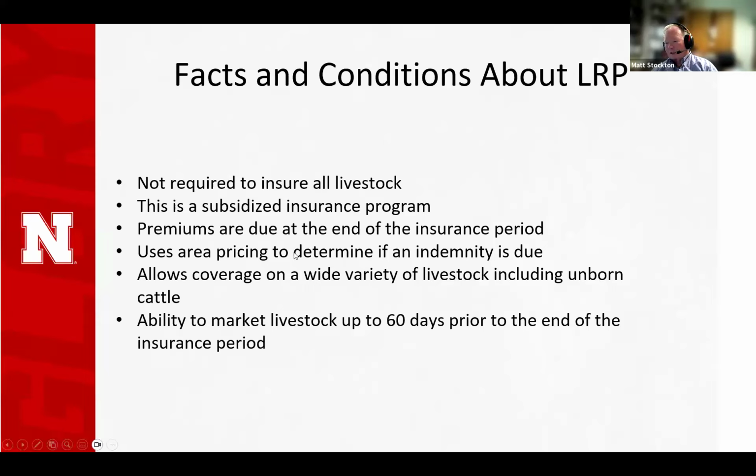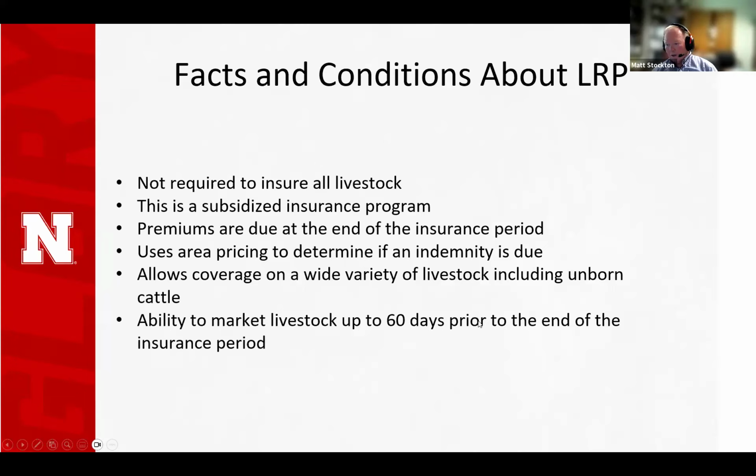Uses area pricing to determine if an indemnity is due. So like I said, it's not what you did, it's a localized area to a specific area to a point. Allows coverage on a wide variety of livestock, including unborn cattle, which makes sense. I'm not sure people use it for that, but there's a wide range of that.